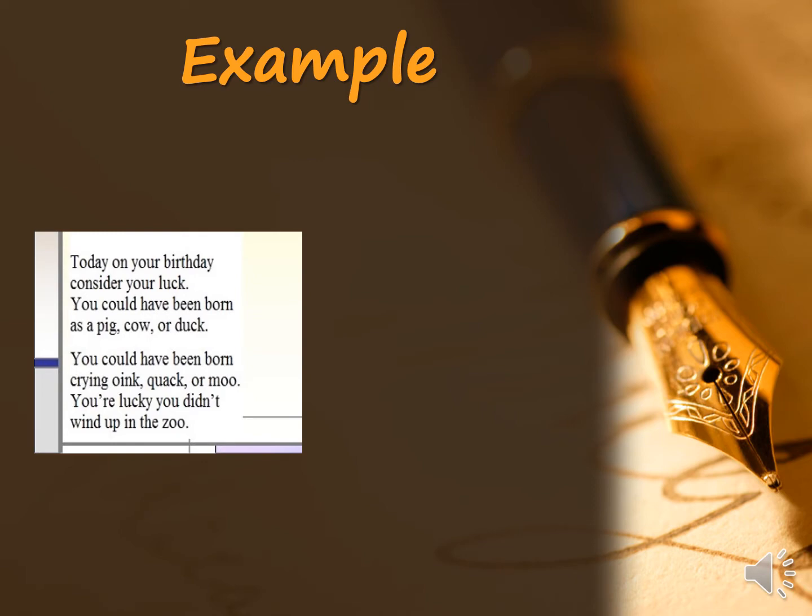Here is an example of how to determine the structure of a poetry and its elements. Today, on your birthday, consider your luck. You could have been born as a pig, cow, or duck. You could have been born crying, oink, quack, or moo. You're lucky you didn't wind up in the zoo.